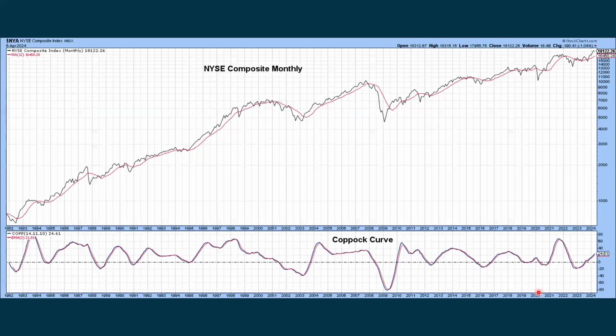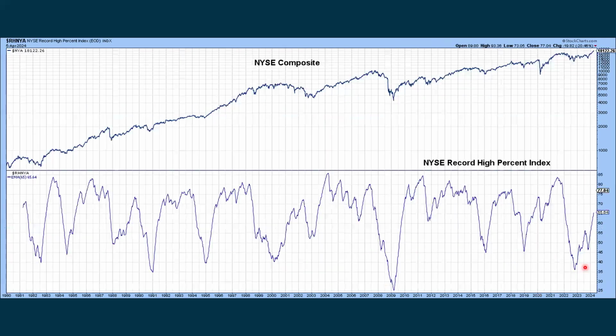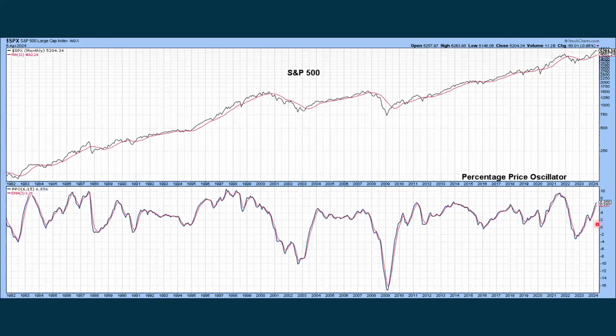Then some long-term studies. This is a monthly chart of the NYSE where we're above the moving average. So the long-term trend is positive. That's also confirmed by the KST curve, which is a momentum oscillator. It's continuing to go up. Then we look at a daily chart of the NYSE, and it's also still looking positive with the record high percent index. We look at a monthly chart of the S&P 500 above the moving average, so the longer-term trend is positive. The longer-term momentum continues to be positive as well.